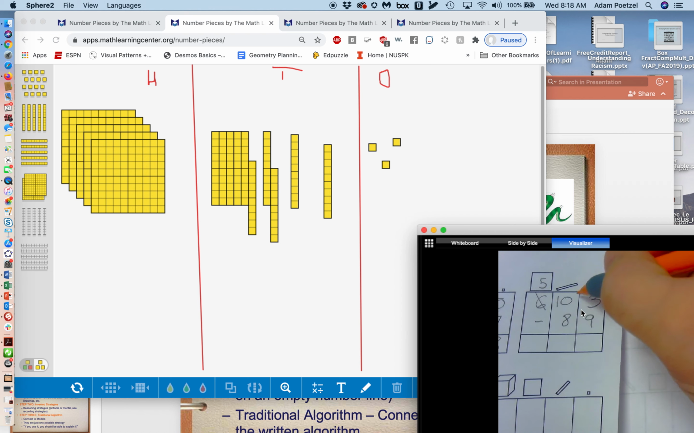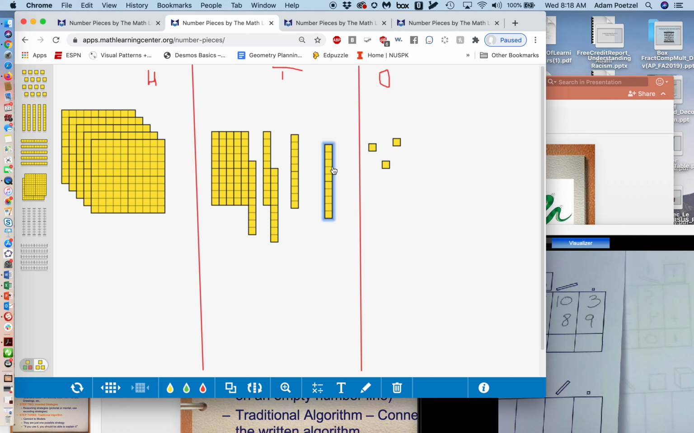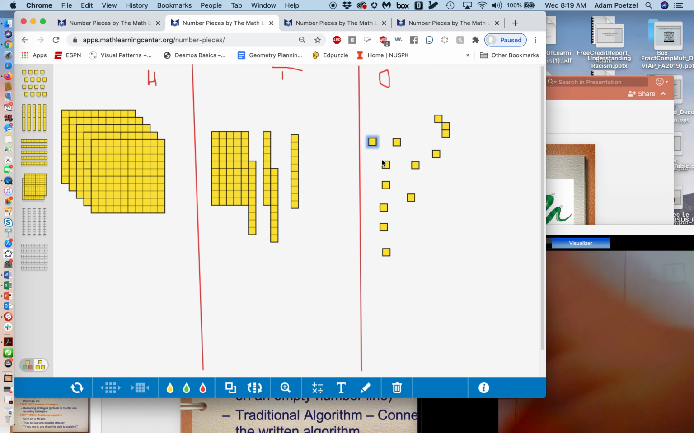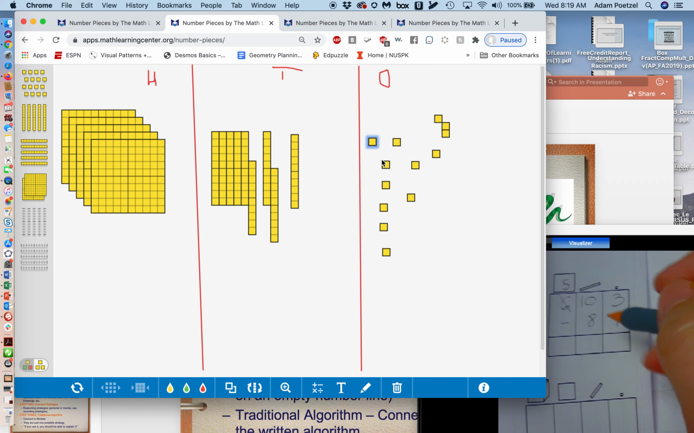Now, I have something I can trade in to get some 1s. So let's do that. Over here, I could take one of those 10s and bring it over and break it up. And yes, now I have enough to take away the 9 that I want to take away. So let's take a look at that. Before I take it away, let's go back over here and see what that looks like.